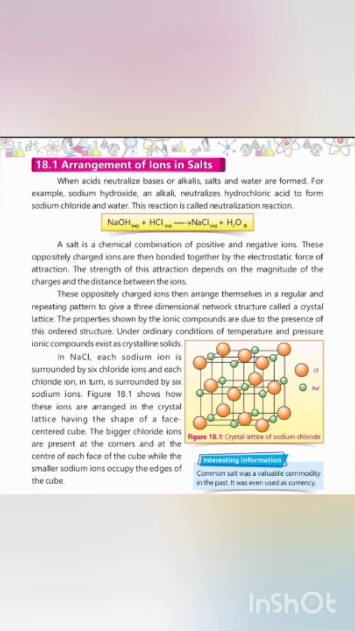Let's see the magnitude of the charges. Higher charge means stronger attraction, and for the distance between the ions, the smaller the distance between the ions, the stronger the attraction.